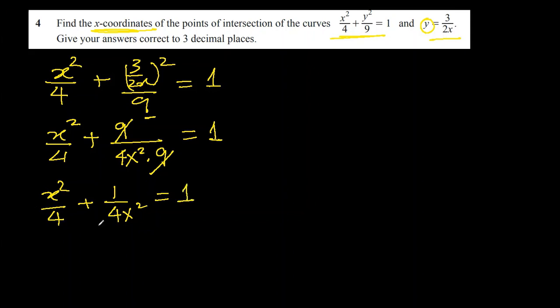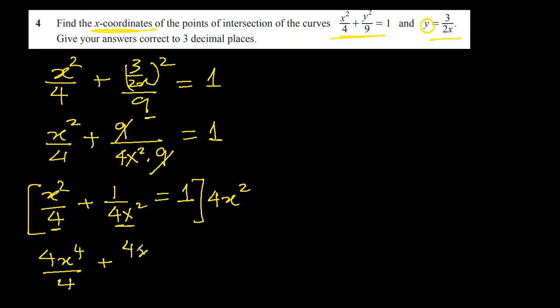Now, it is in a rational form, which doesn't look good. So let's remove the denominators. What is the LCM of these two? 4x squared is the LCM. Multiply the whole equation by that least common multiple. So 4x squared multiplies with x squared becomes 4x to the power 4 divided by 4 we had here, plus 4x squared times 1 is 4x squared divided by 4x squared, equal to 4x squared times 1, which will be 4x squared. So this 4 and this 4 cancel. This whole of 4x squared cancels and nothing cancels here.